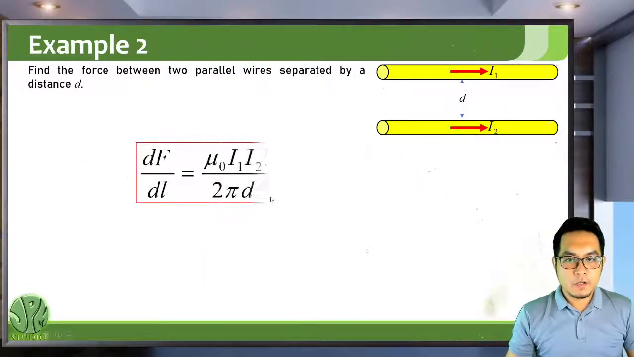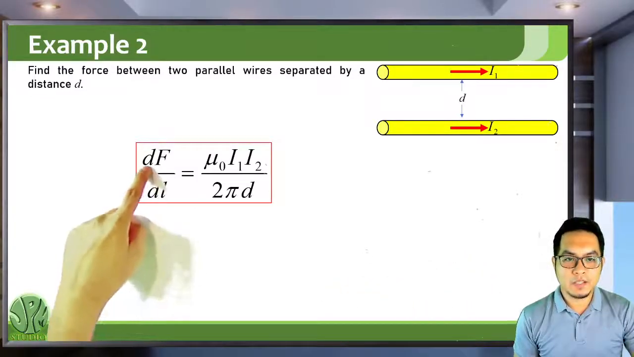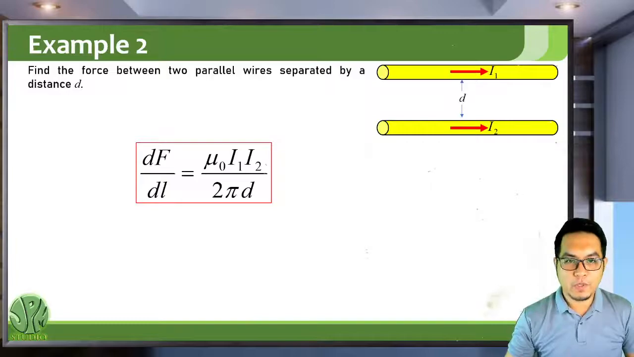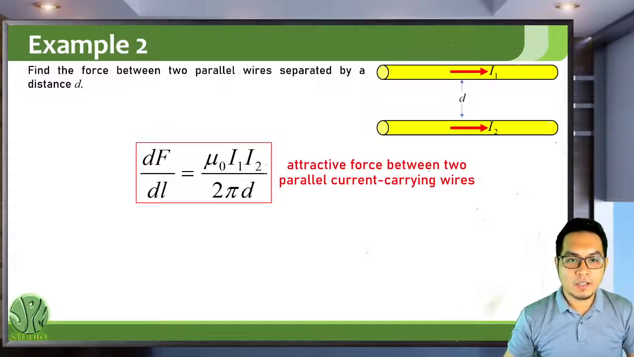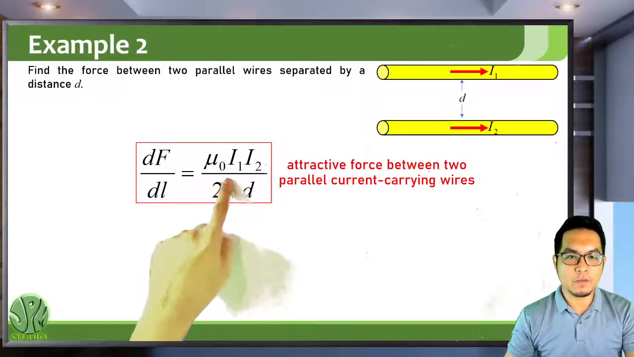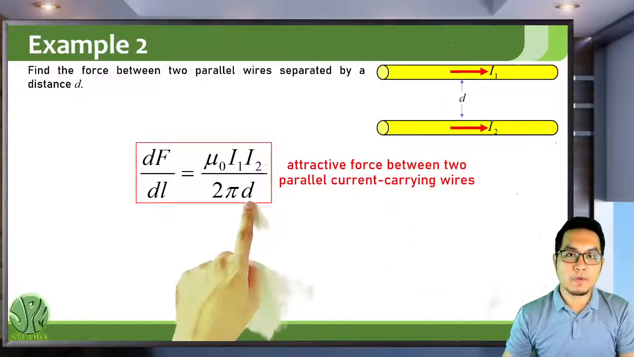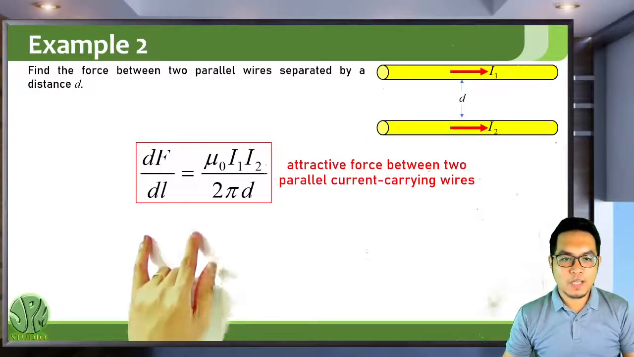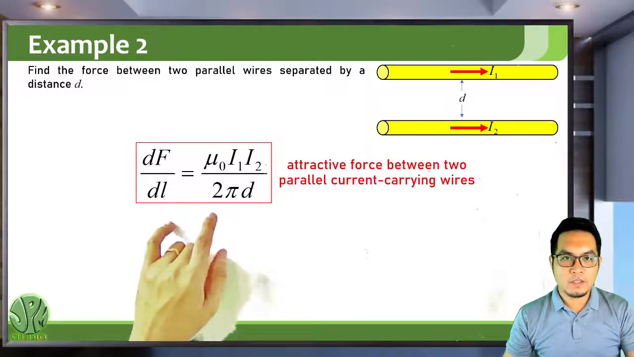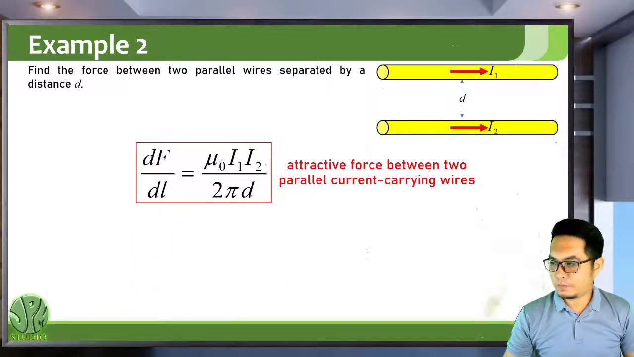So instead of using the force, we can actually get the dF over dL, the force per unit length between two parallel current carrying wires, and the magnitude is this one. It only depends on the magnitude of the two currents, I1 and I2, and their separation distance, d. So it's actually in this equation that the definition of 1 ampere was formed.